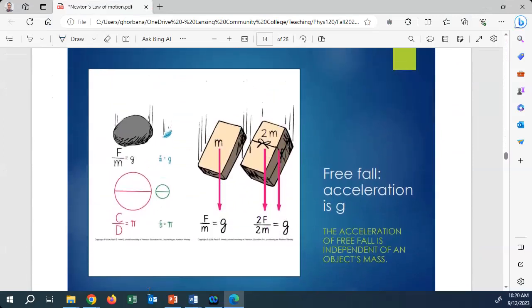Again, the same example, free fall. And you would like to calculate the acceleration of the free fall. We already know that the acceleration of the free fall is always g. Good. But here, you know, F divided by M, which is the force of gravity, mg, yes, divided by M is going to be g. Let's say you double this.